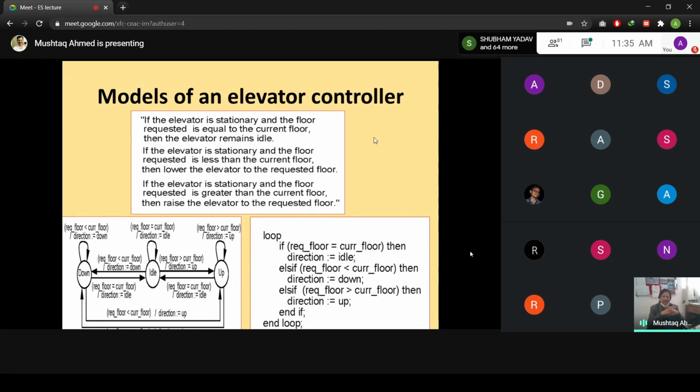Okay, so in that case the requested floor should be, it has to go downstairs. So the direction of movement should be downward. If the elevator is stationary and the requested floor is greater than the current floor, in that case it has to go upwards. Or the direction of movement of that lift should be upward.